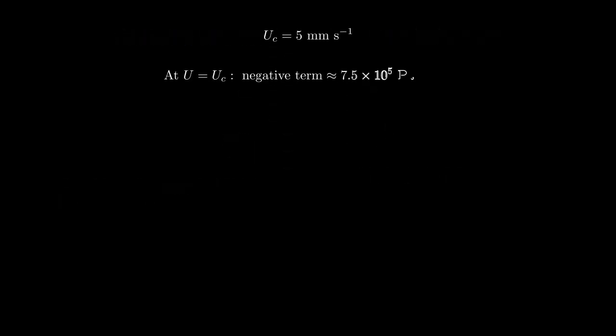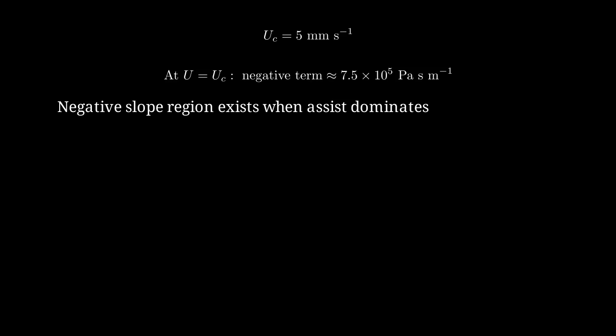At the critical velocity, the negative term is about 7.5 times 10^5 pascal seconds per meter, much larger than the viscous resistance. This confirms a negative slope region exists, where the Marangoni assist dominates viscous resistance. Now let's design a practical valveless pump using these principles.